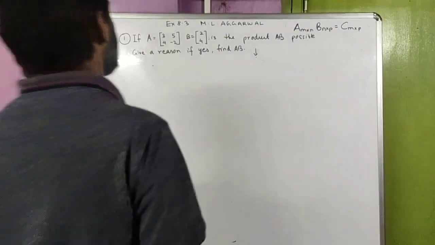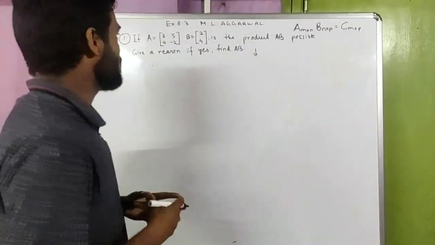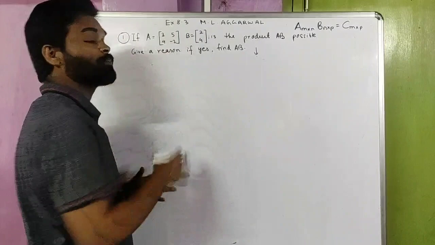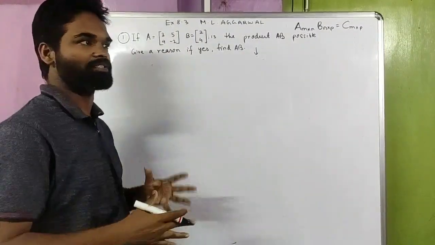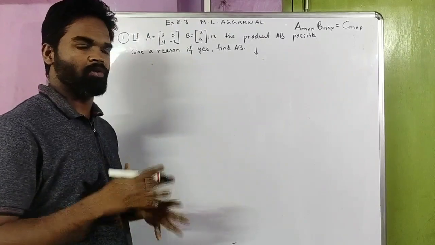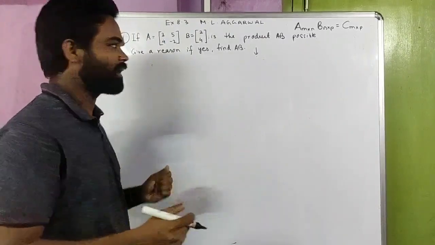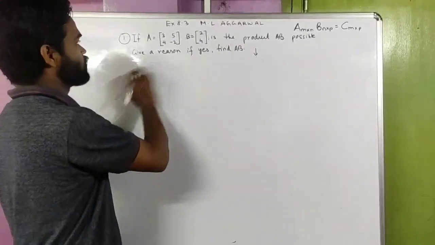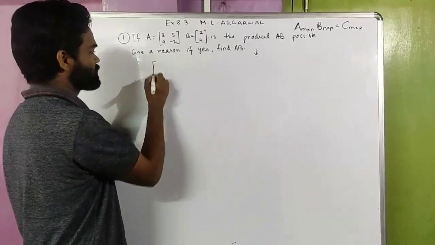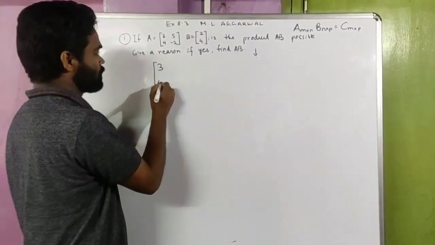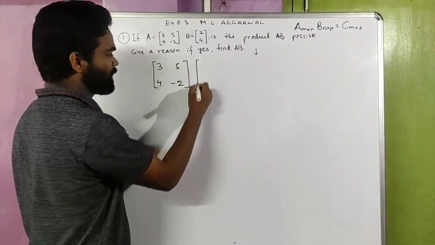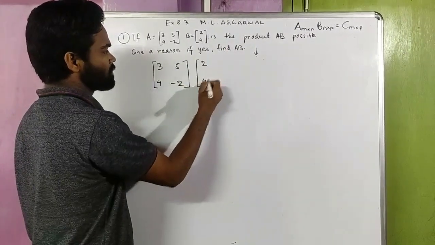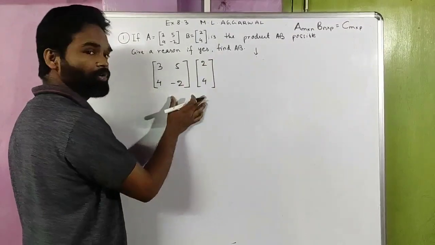Hello class. In today's lesson we'll look at sums from exercise 8.3 M L Aggarwal, which is based on multiplication of matrices. Multiplication of matrices, how to multiply, I have already explained. Now look at the first question. They've given a matrix A, which is this, and another matrix B, this. They have asked, is the product possible?